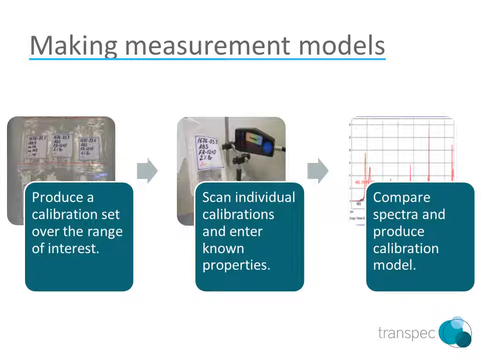For TranSpec to make these types of measurement, we must first build the models. This requires a known calibration set, typically a range of concentrations of a formulation of interest. These are then scanned and the information such as concentration and properties can easily be entered. The spectra are then compared and a calibration model is produced through the software.